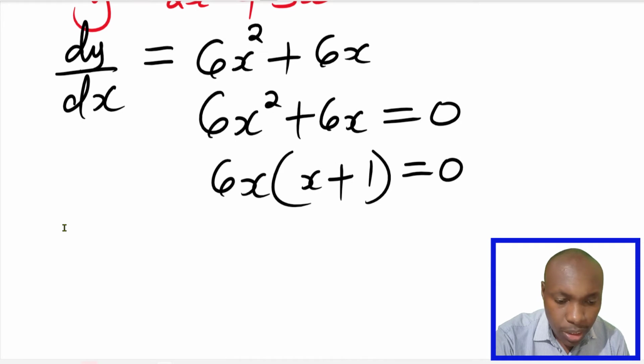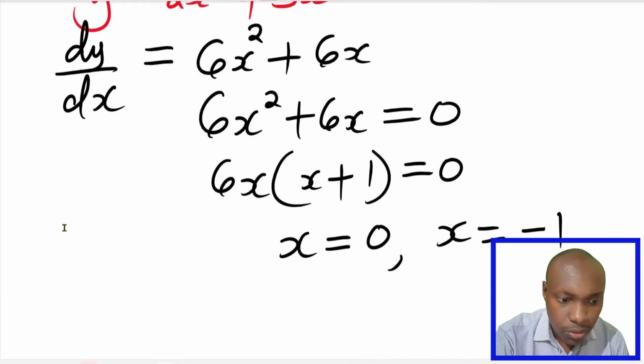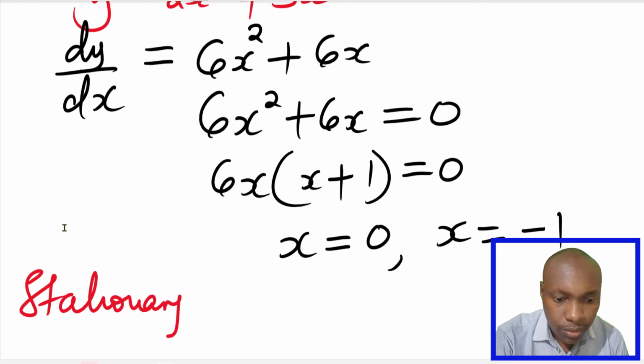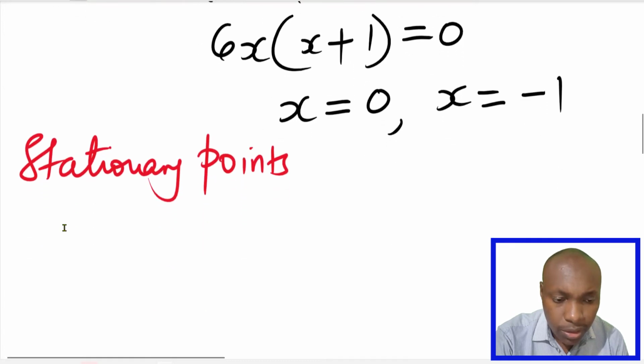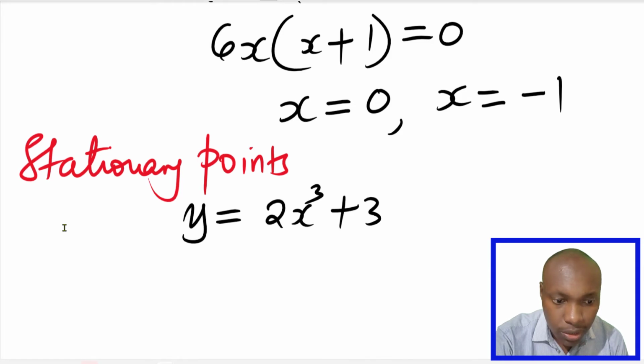Then we have either 6x equals 0, so x equals 0, or x plus 1 equals 0, so x equals -1. So the stationary points occur at x equals 0 and x equals -1. To get the points, we need to give them in terms of x and y coordinates. Since we have the values of x, we need to get the values of y using the equation y equals 2x cubed plus 3x squared. We substitute x equals 0.